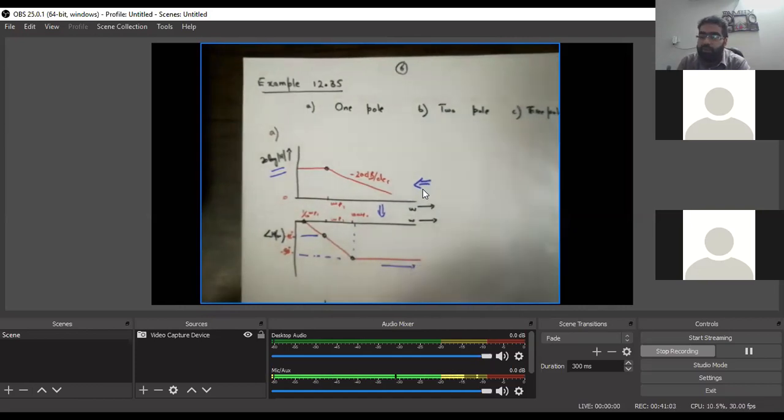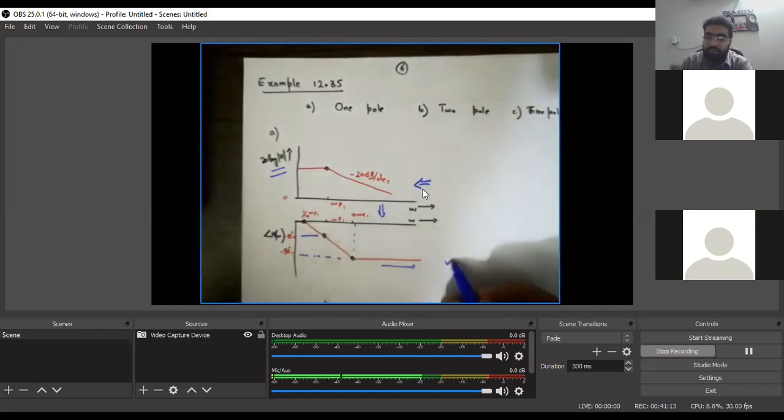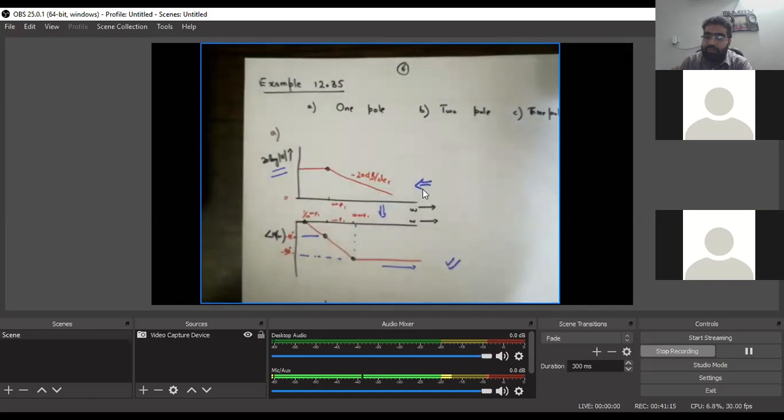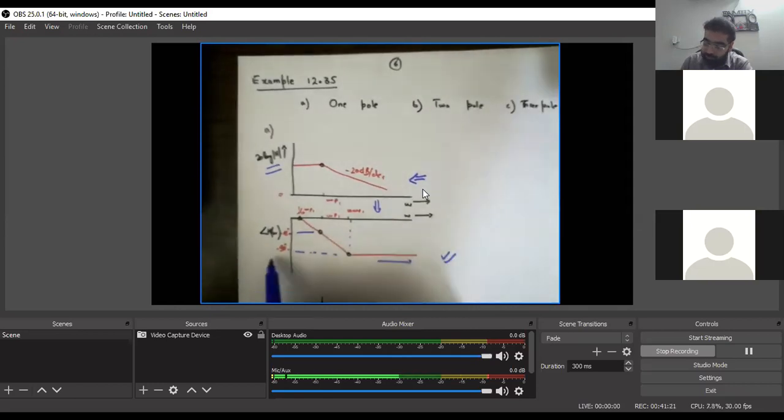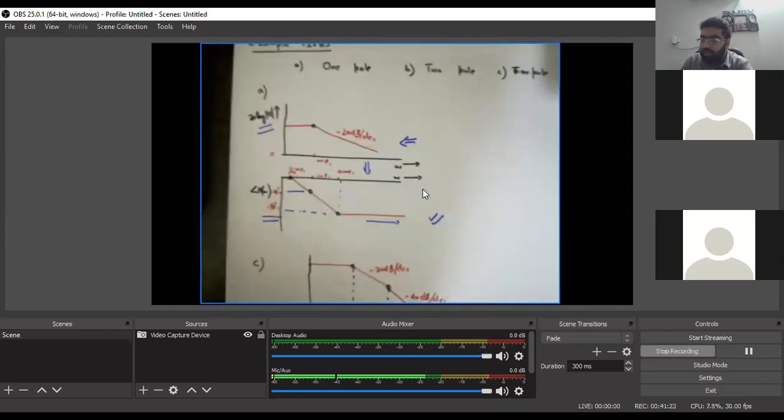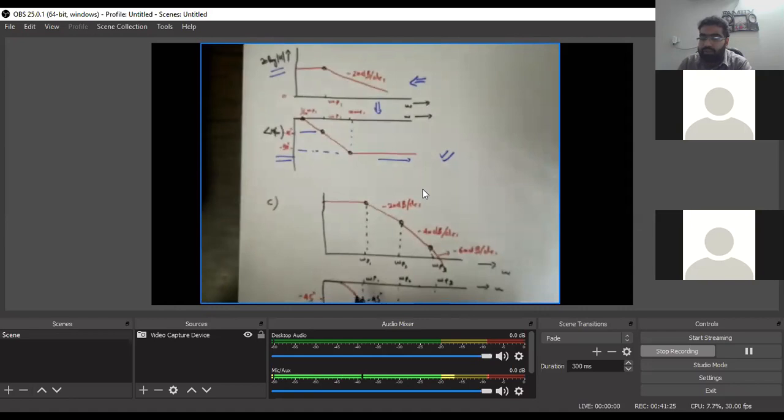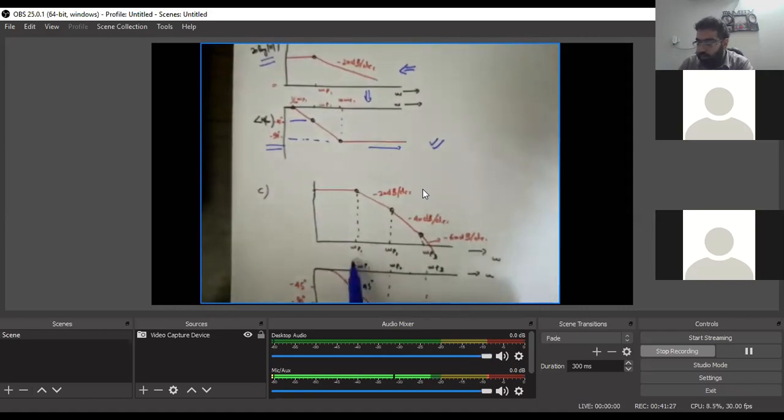Why? Because the maximum phase we can have in a single pole system is minus 90 degree. That's something we all should know, that for a single pole system, the maximum phase we can have is minus 90 degree. Okay, so that's this one. Then if we talk about a three pole system, we have omega p1, omega p2, and omega p3.